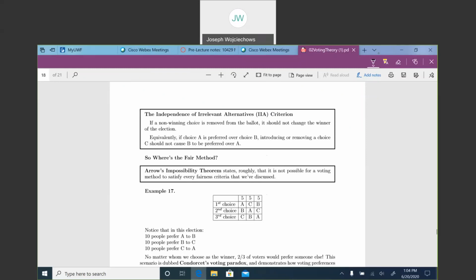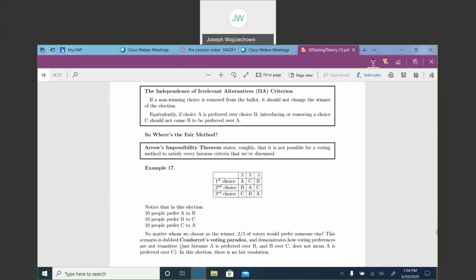Well, according to Arrow's impossibility theorem, there isn't one. It states roughly that it is not possible for a voting method to satisfy every fairness criterion that is discussed.